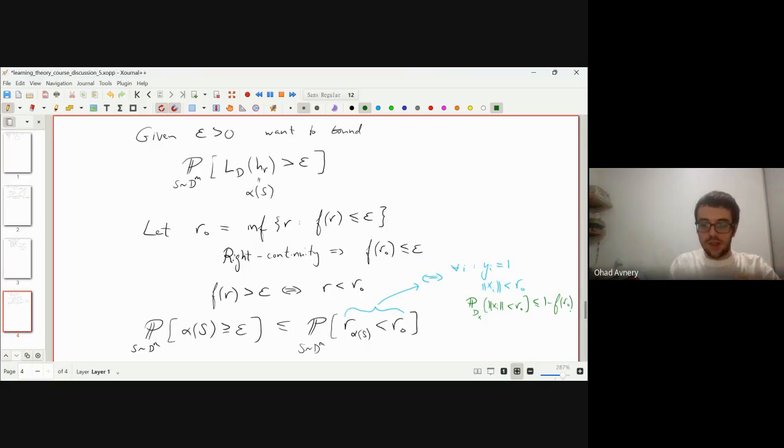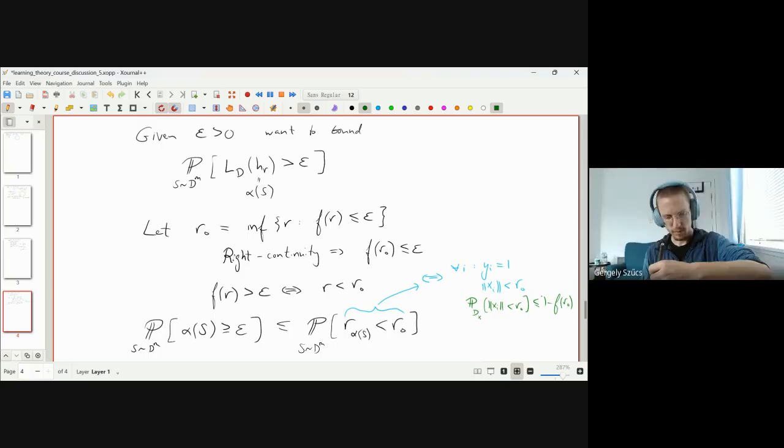Because that's exactly the complement of the other event where we defined. Okay, and since r0 is... right, yeah, and f of r0 is less than or equal to epsilon due to what we said above. So we can bound the probability of each specific point by 1 minus epsilon.